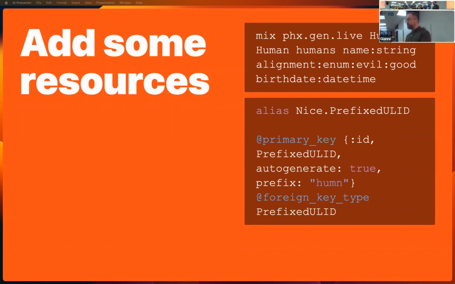So let's create some humans. And here we're defining the modules and the context where it's going to live, the name of the table. We're going to say humans have a name, they have an alignment, which is an enum, they're going to be evil, good, and they probably have a birthday, right? That's like most people. So let's start with that. Let's generate some humans.